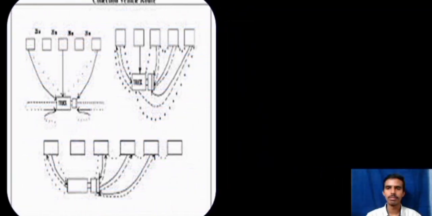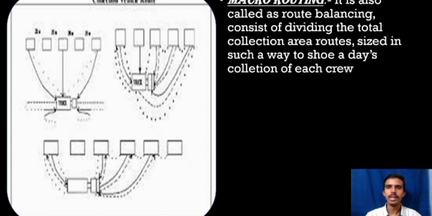Let us understand the three aspects in more detailed form. First, macro routing. It is also called route balancing, consisting of dividing the total area and size in such a way that the work is completed effectively by every crew member.